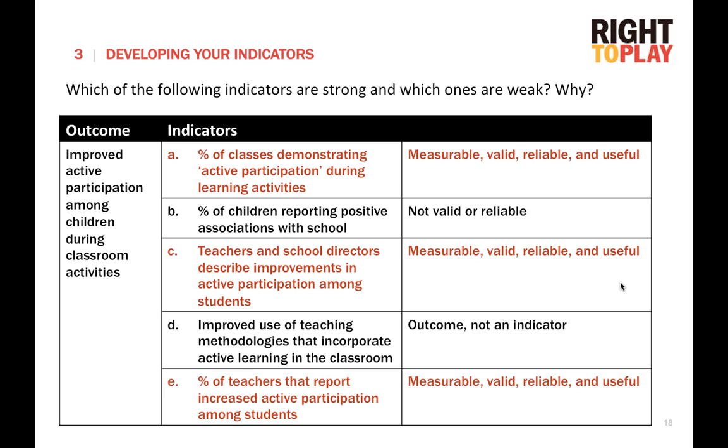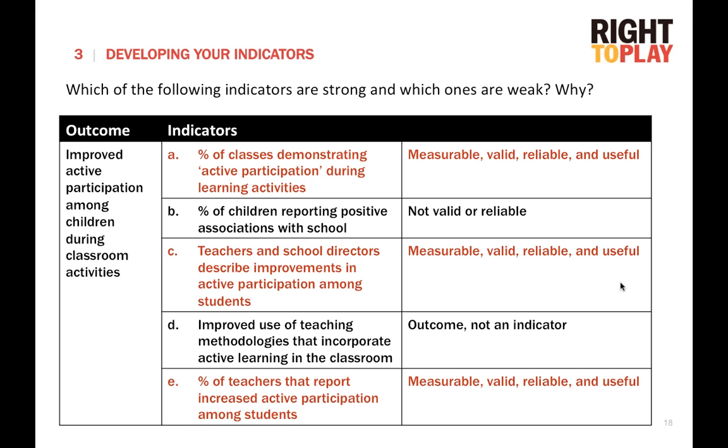D is another example of a weak indicator, improved use of teaching methodologies that incorporate active learning into the classroom. And again, this is a bit of a tricky one because it's certainly related to the outcome on the left-hand column, but D is actually an outcome itself. It's not an indicator. So this is another result that we might hope to see through our program. E is another example of a strong indicator, with the percent of teachers that report increased active participation among students. And again, this one is measurable, it's valid, it's reliable, and it's useful.